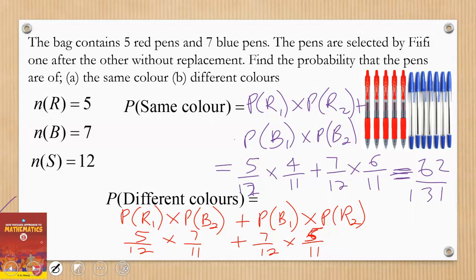So now when we simplify this and do it very well, this first portion will give us 35 on 131. That is 5 times 7 is 35, and then 11 times 12 is that. Plus, then 7 times 5 is still 35, and 12 times 11 is 131. When you put all together, that will give us 70 divided by 131.